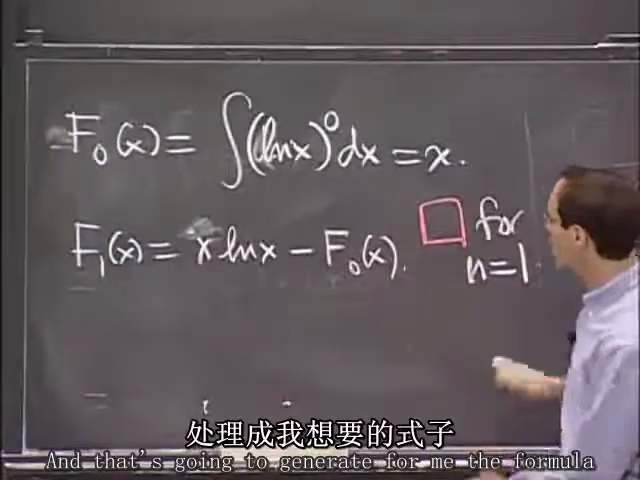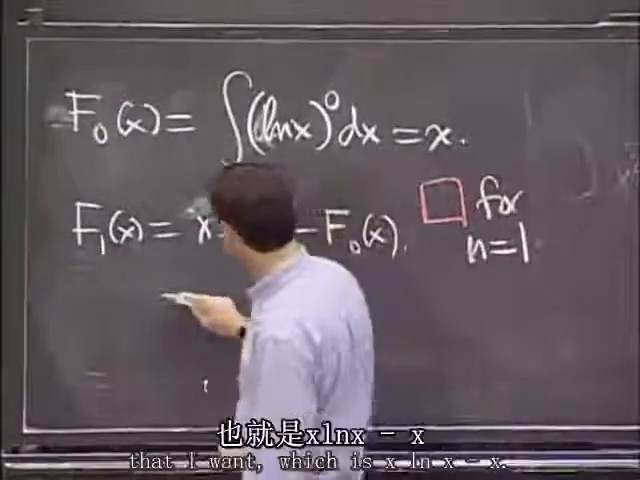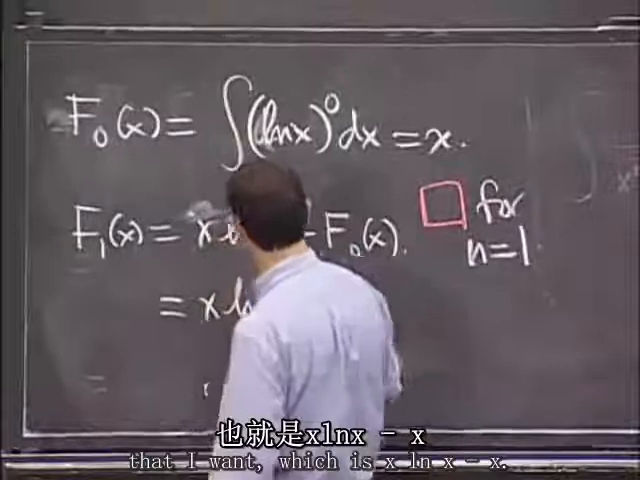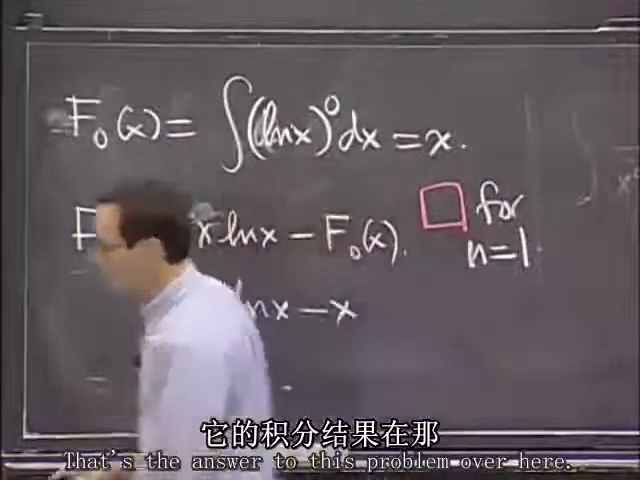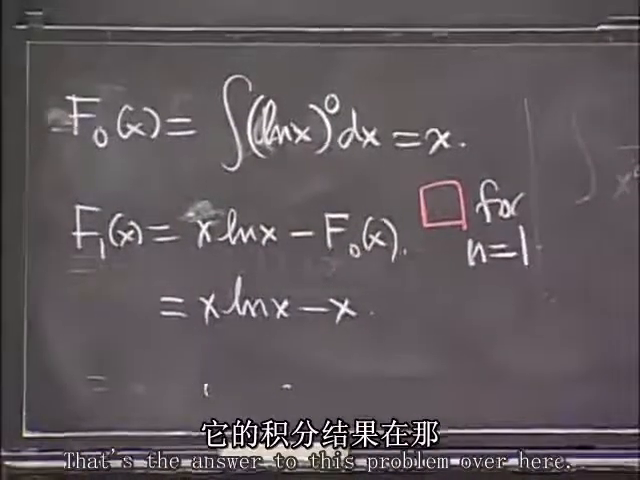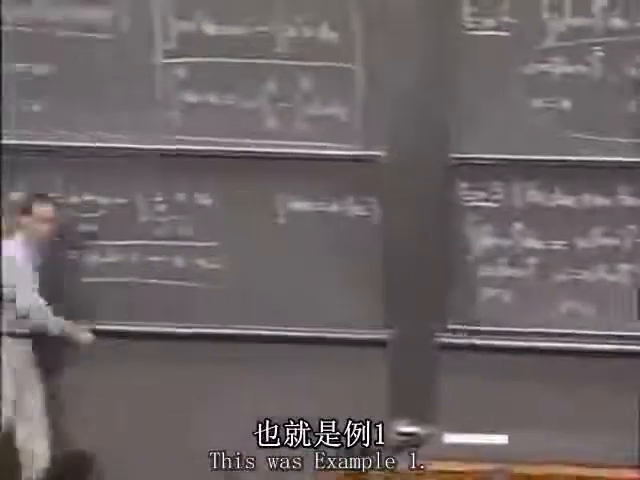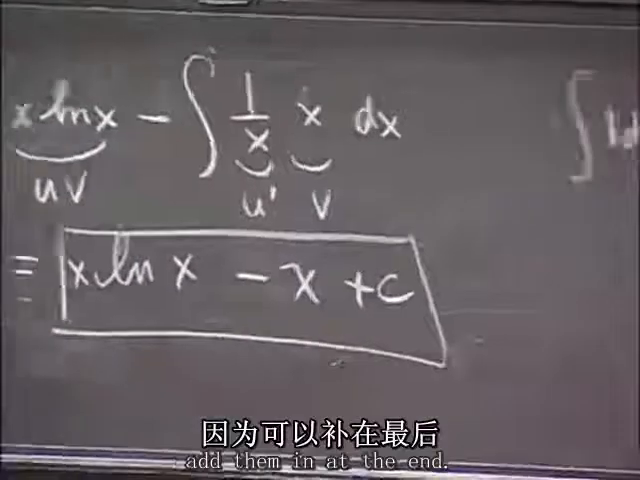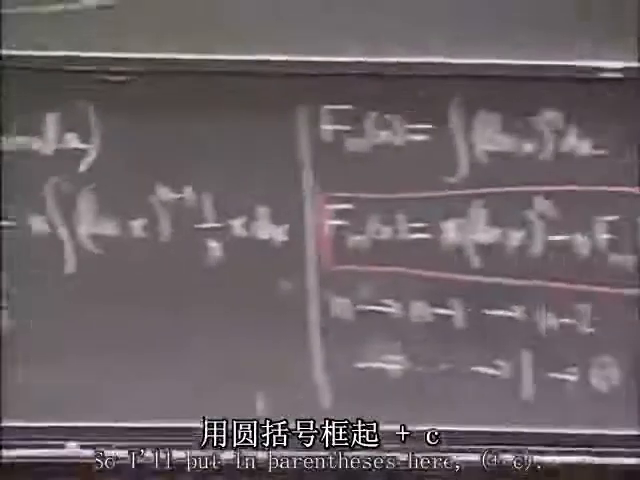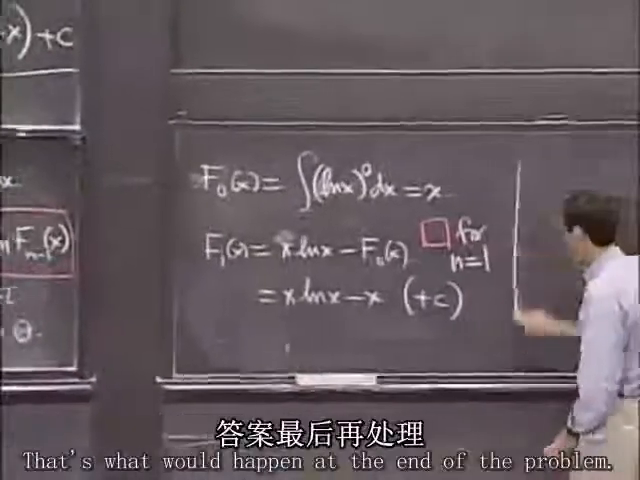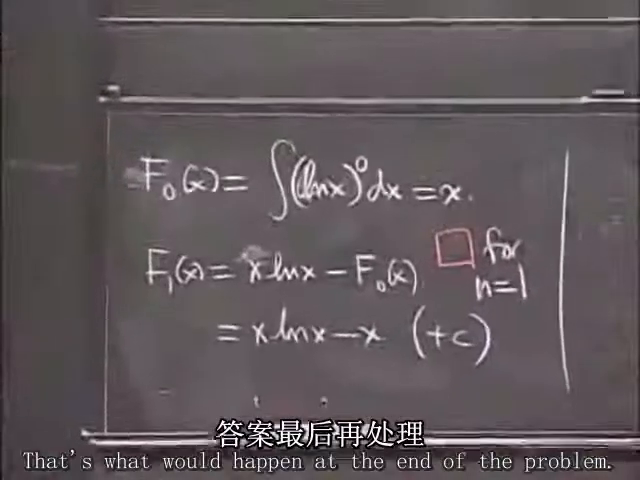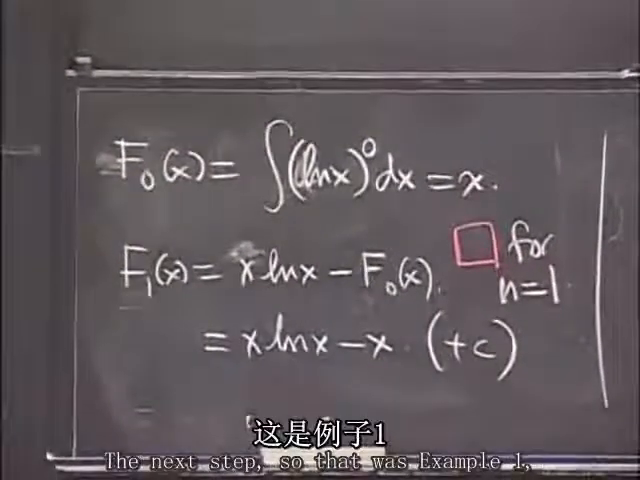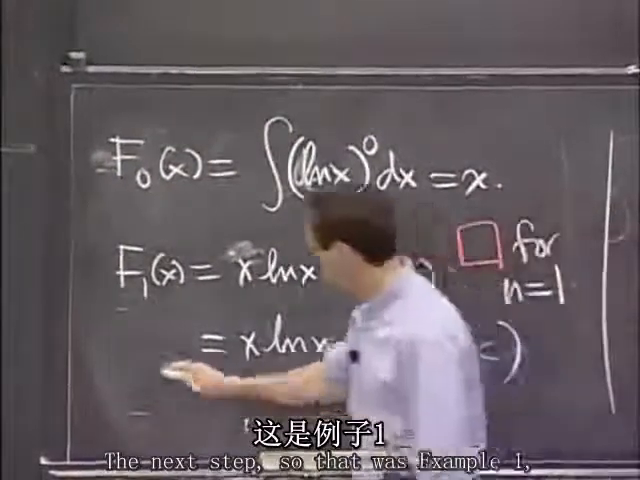And that's going to generate for me the formula that I want, which is x log x minus x. That's the answer to this problem over here. This was example 1. Notice I've dropped the constants because I can add them in at the end. So I'll put in parentheses here plus c. That's what would happen at the end of the problem.